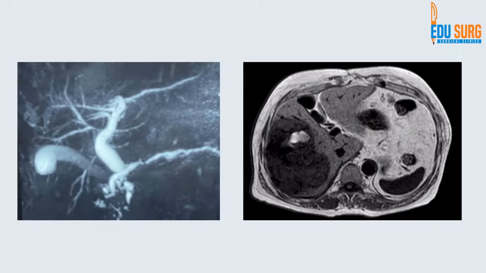These are heavily T2 weighted images. So you subtract all the organs that are surrounding, which will have signals on T1, and their T2 signal is negated by making the sequence heavily T2 weighted.